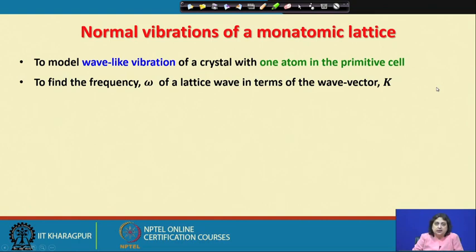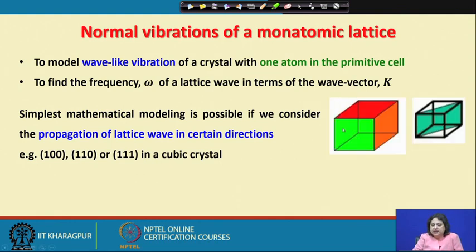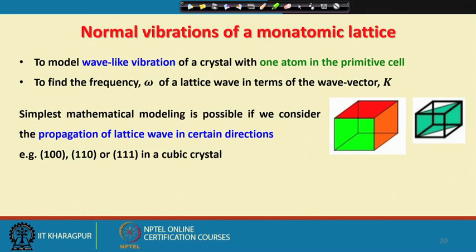And basically here, the description of the wave-like vibration is essentially correlating the frequency omega of the lattice wave in terms of the wave vector k. The simplest mathematical modeling that is possible here is if I consider the propagation of the lattice wave in certain directions, like, as you see, this is the 100 direction of the cubic crystal, or this is the 111 direction of the cubic crystal.